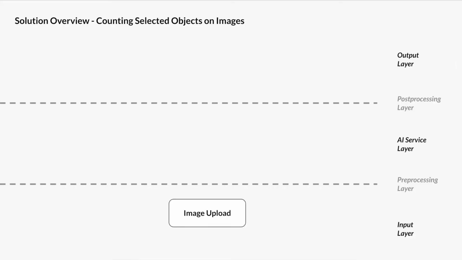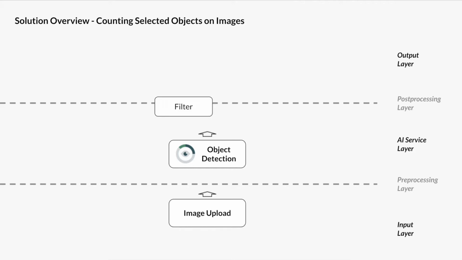First, we need to provide an image which we want to analyze. Second, this image will go through some pre-processing, such as handling the image size. Third, we will call our AI service, in this case object detection, to identify objects in the image. In step 4, we apply some post-processing steps. Concretely, we are filtering the response from the AI service to the objects we are looking for, and then apply a minimal threshold for the confidence score.